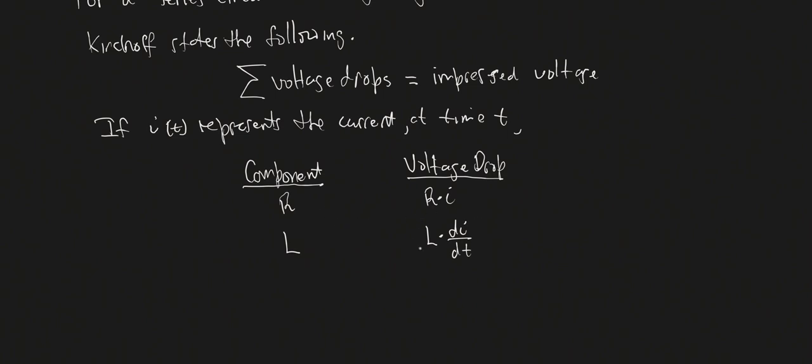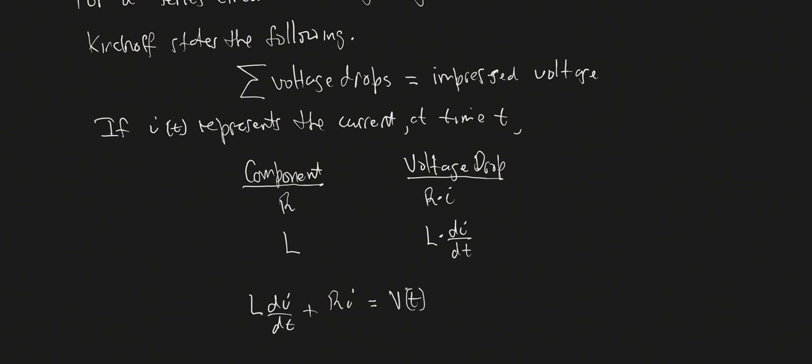So again, I'm going to take the voltage drop across the inductor, so that's L times di/dt, plus R times I, that's the voltage drop across the resistor. And Kirchhoff says that these two things must add up to our external voltage, or the impressed voltage.